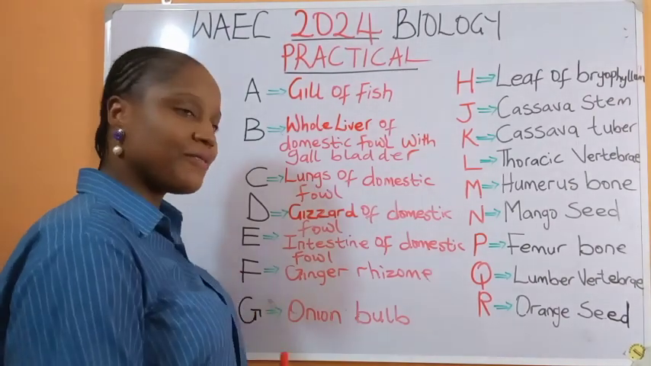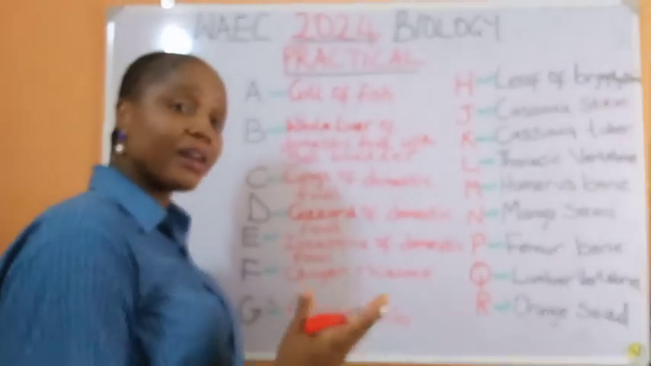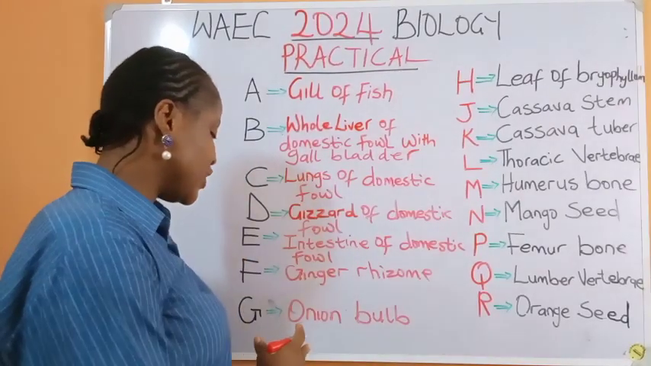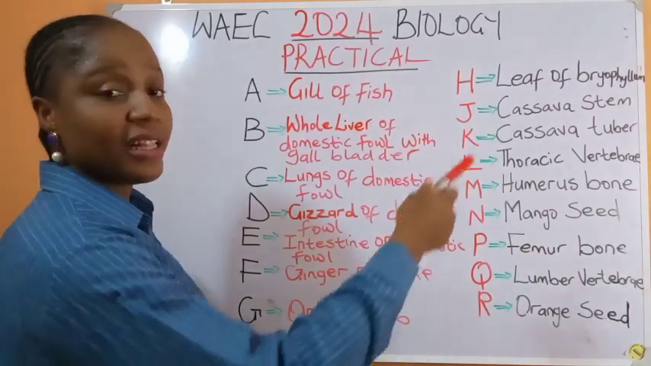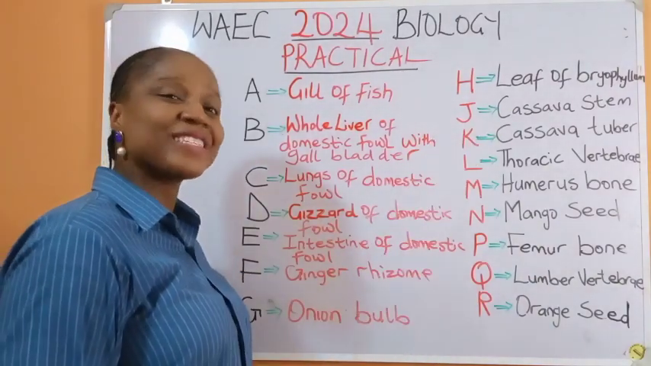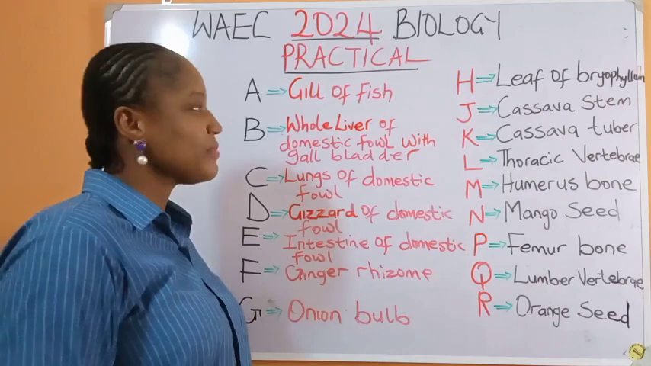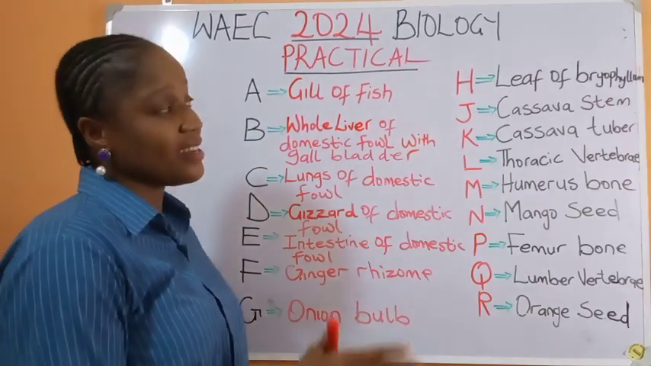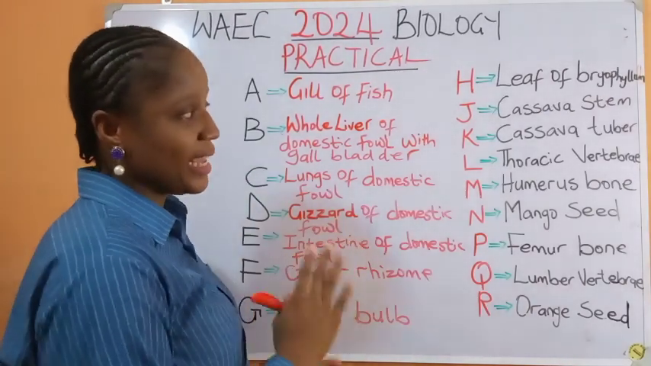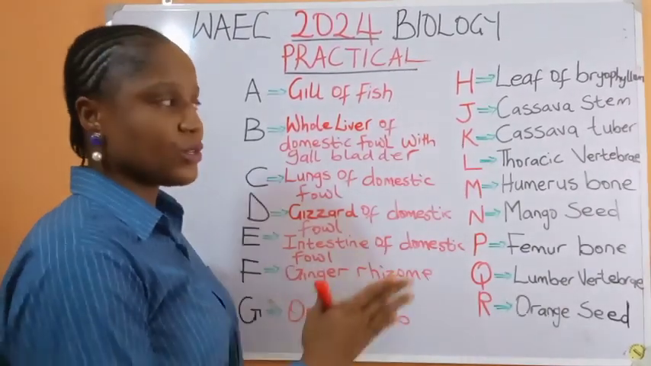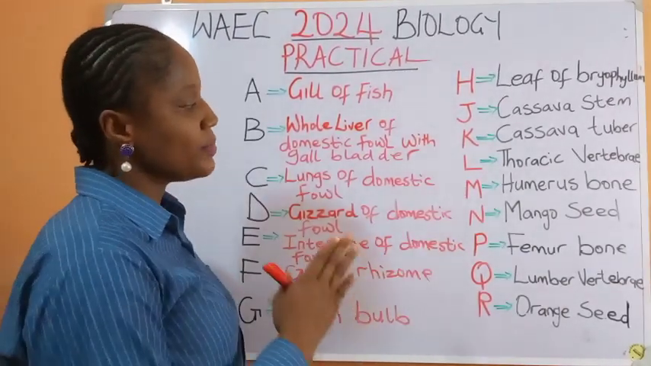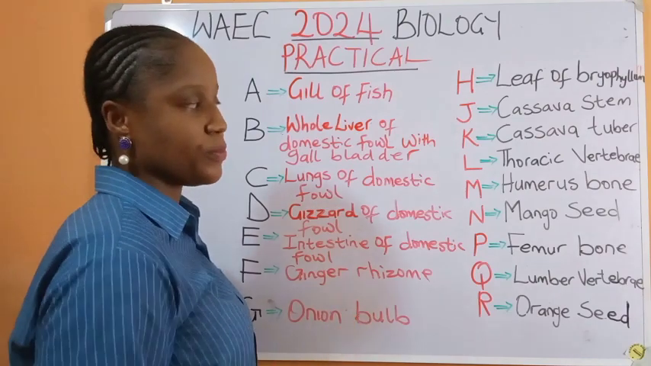And specimen F is the ginger rhizome, while specimen G is the onion bulb. Specimen H is the leaf of bryophyllum, also known as the miracle leaf. Specimen J is the cassava stem. Specimen K is the cassava tuber. Specimen L is the thoracic vertebrae. Specimen M is the humerus bone.